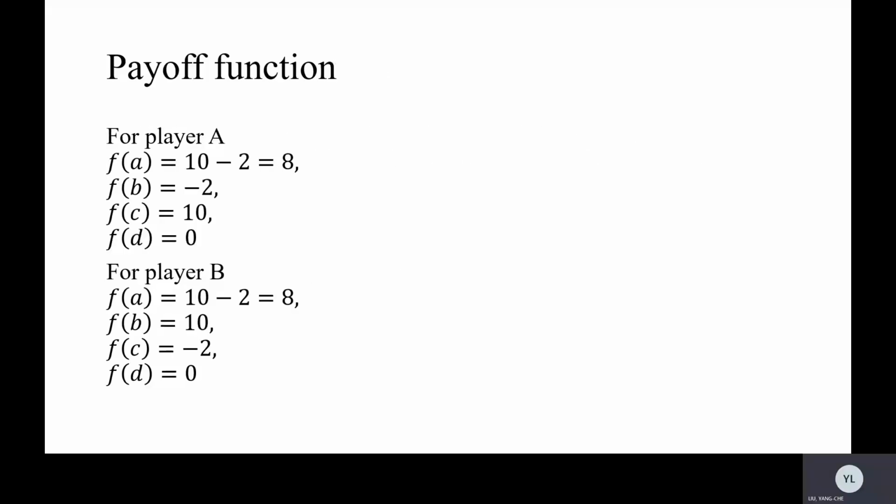So we define the payoff functions. For outcome A, the payoff for player A is 10 minus 2. 10 is the happiness of being protected from the virus, and -2 is the happiness of wearing a mask. In this case, it's negative because wearing a mask is unhappy. So 10 minus 2 is 8. That's the payoff for outcome A. The payoff for outcome B is -2. The payoff for outcome C is 10. The payoff for outcome D is 0. And we define the same thing for player B.